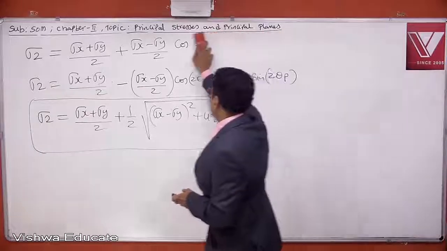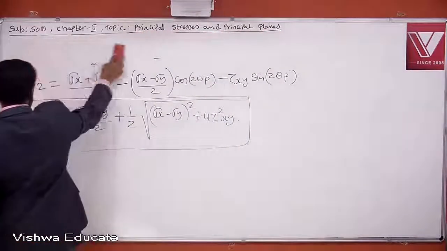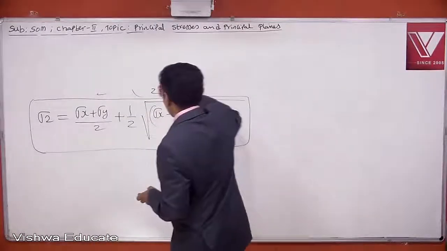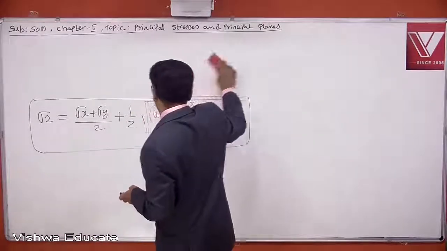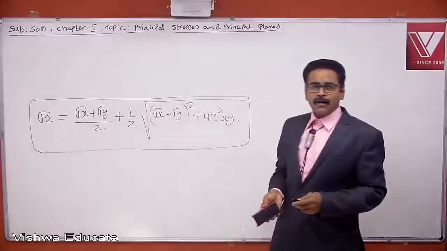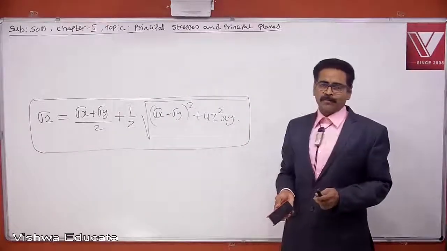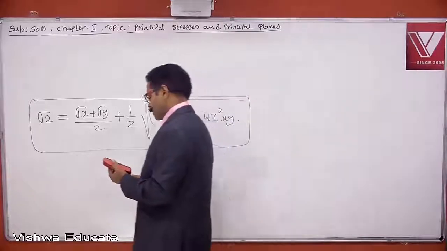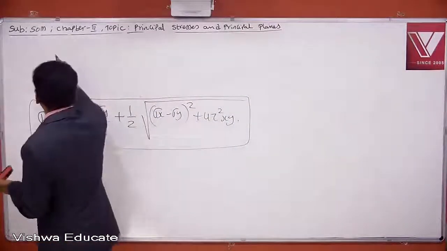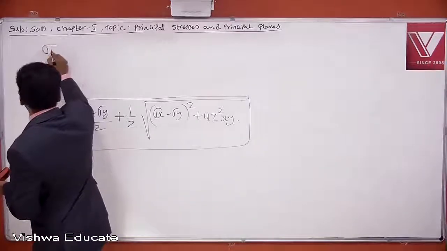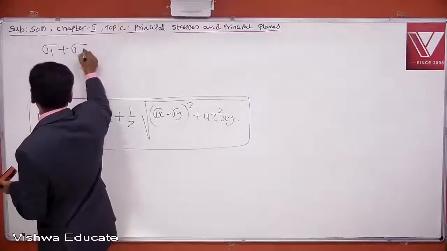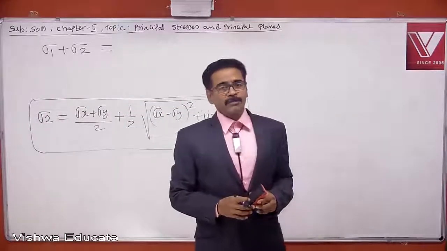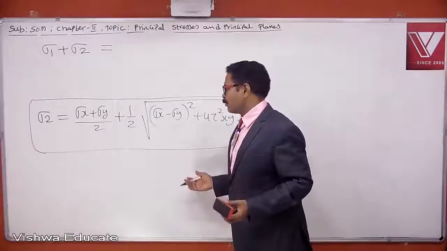So just now we derived a formula for sigma 1, another formula for sigma 2, right? We know the sigma 1 formula, we know the sigma 2 formula. Both formulae are available. Now we can examine a particular thing. Somebody may calculate what is sigma 1 plus sigma 2. We know the sigma 1 formula, we know the sigma 2 formula. You add sigma 1 and sigma 2.